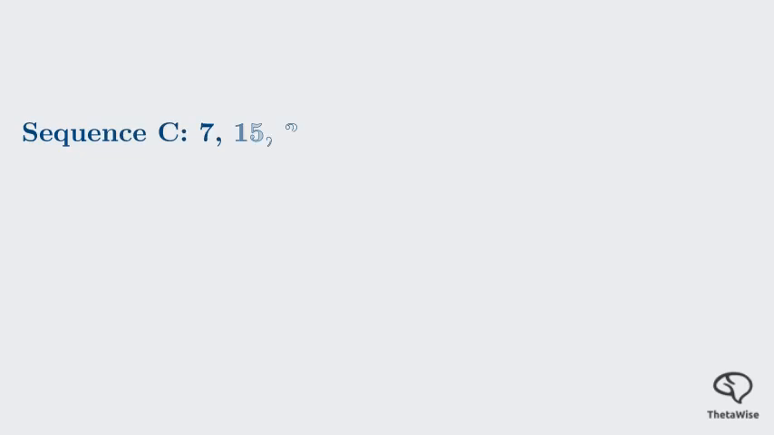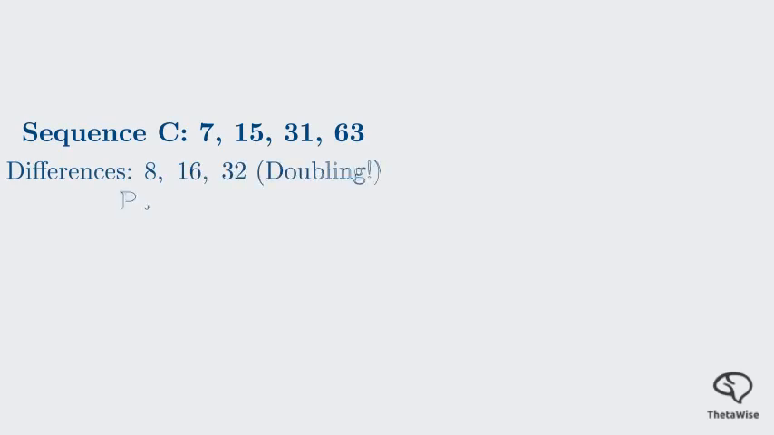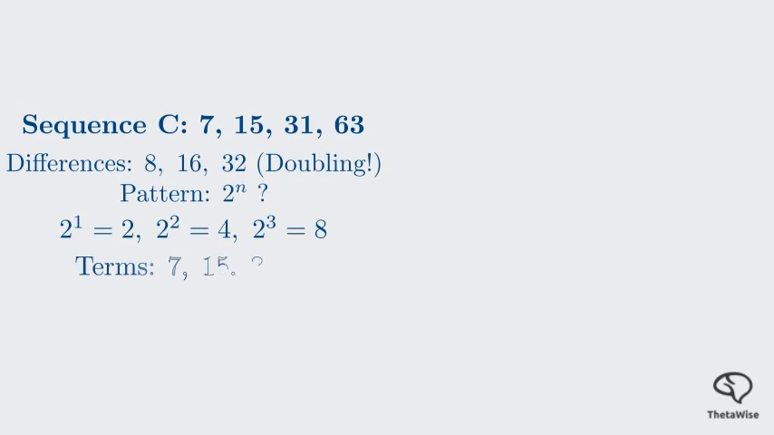Finally, let's look at sequence C: 7, 15, 31, 63. The differences are 8, 16, and 32. This isn't linear or quadratic because the differences are doubling. This suggests an exponential pattern involving 2 to the power of n. Compare this to 2 to the n. 2 to the 1 is 2, 2 to the 2 is 4, and 2 to the 3 is 8. Notice that our terms 7, 15, and 31 are very close to 8, 16, and 32.